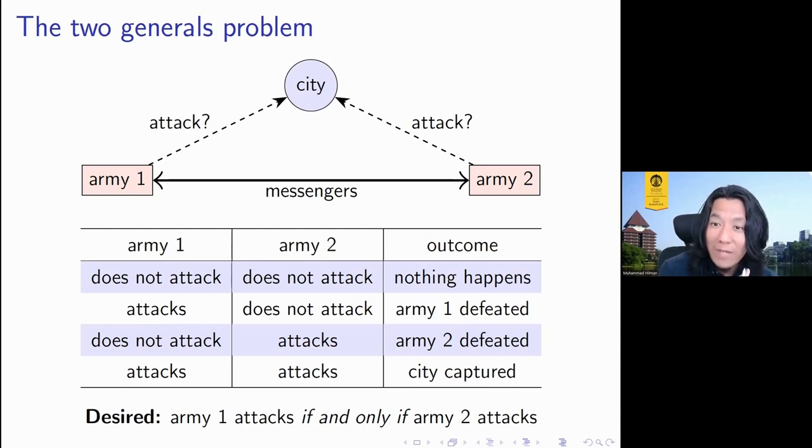So the objective of this problem is we want those armies to attack at the same time so the city can be captured.